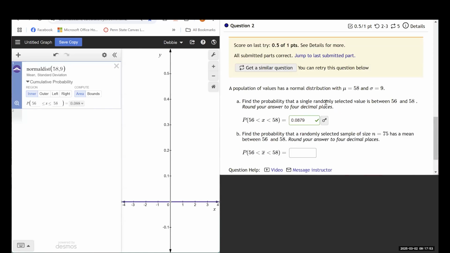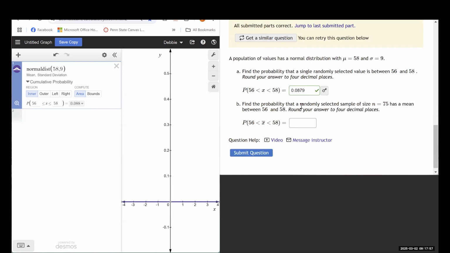Part A was asking about a single randomly selected value. Now let's look at part B. Part B wants me to find the probability that a randomly selected sample of 75 observations has a mean between 56 and 58. So it's not asking about an X probability. It's asking me about an X bar probability. So let's go over here to Desmos.